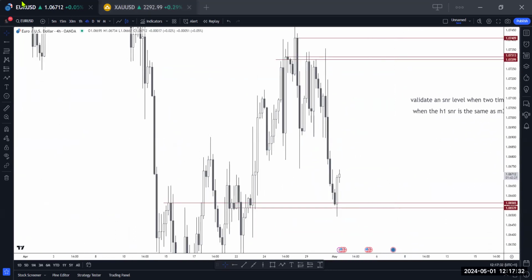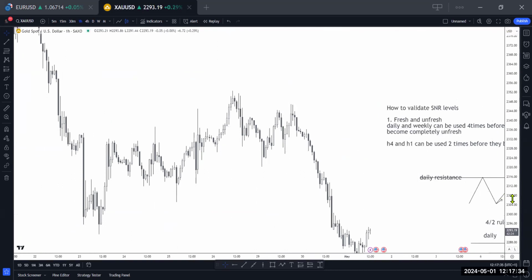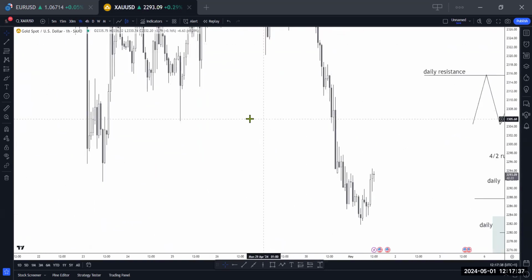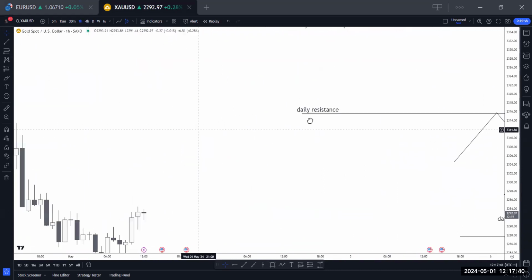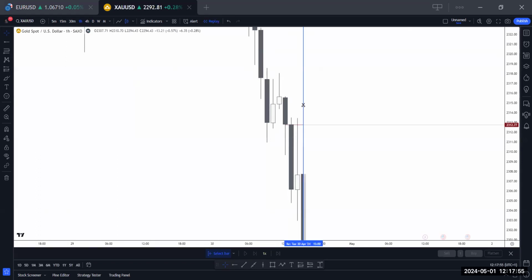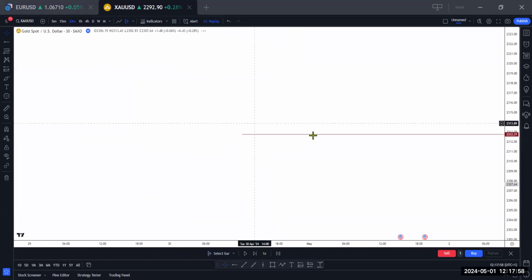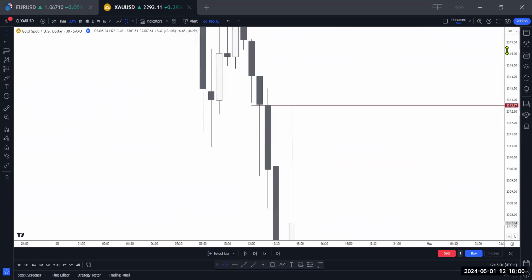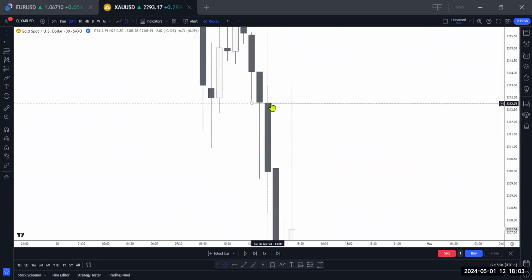Okay, so let's see examples. I think one happened with gold yesterday, so let me look for it. What kind of SNR level is this? This is an open close gap level, right? Let's see M30. Is it an M30 gap level also? Come on, you guys are not responding. Yes, sir, exactly. So that validates that level.